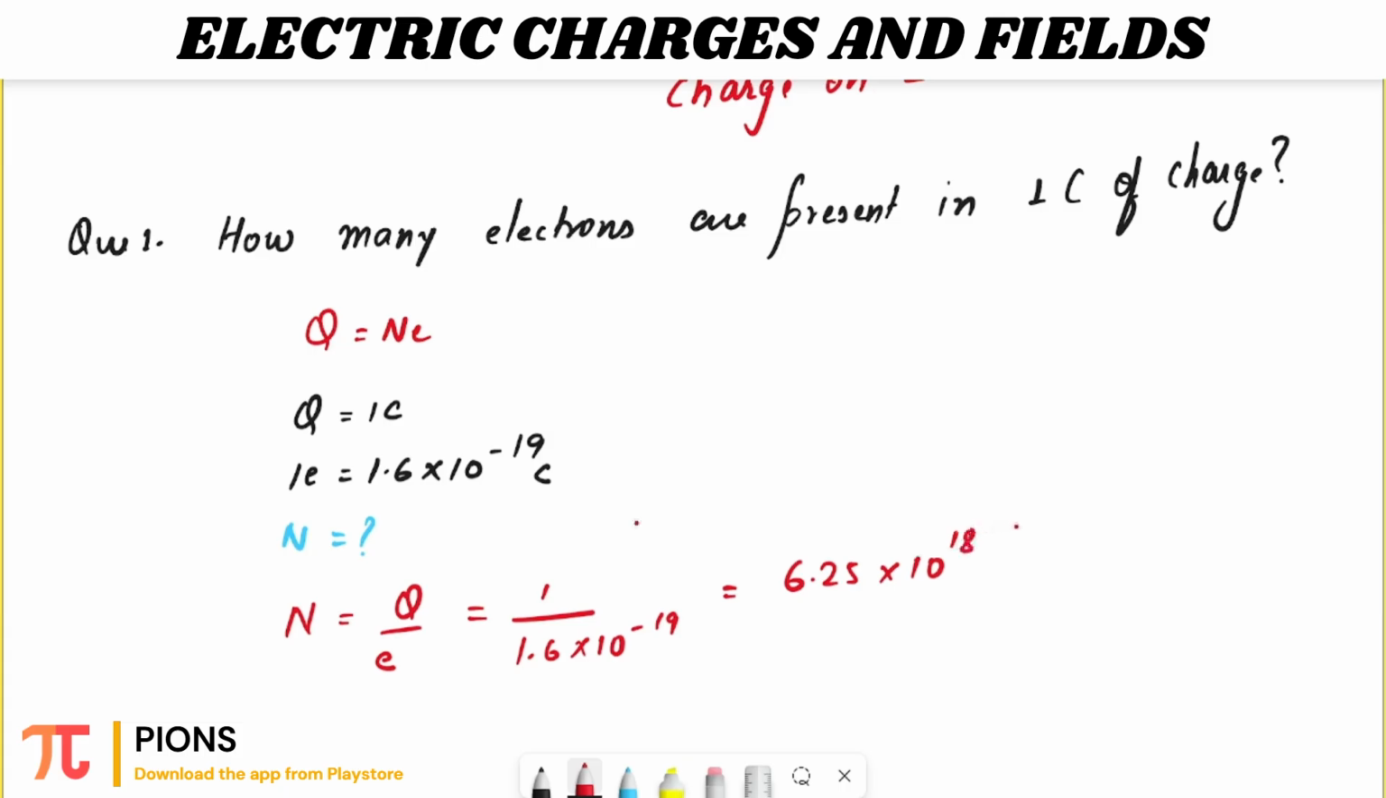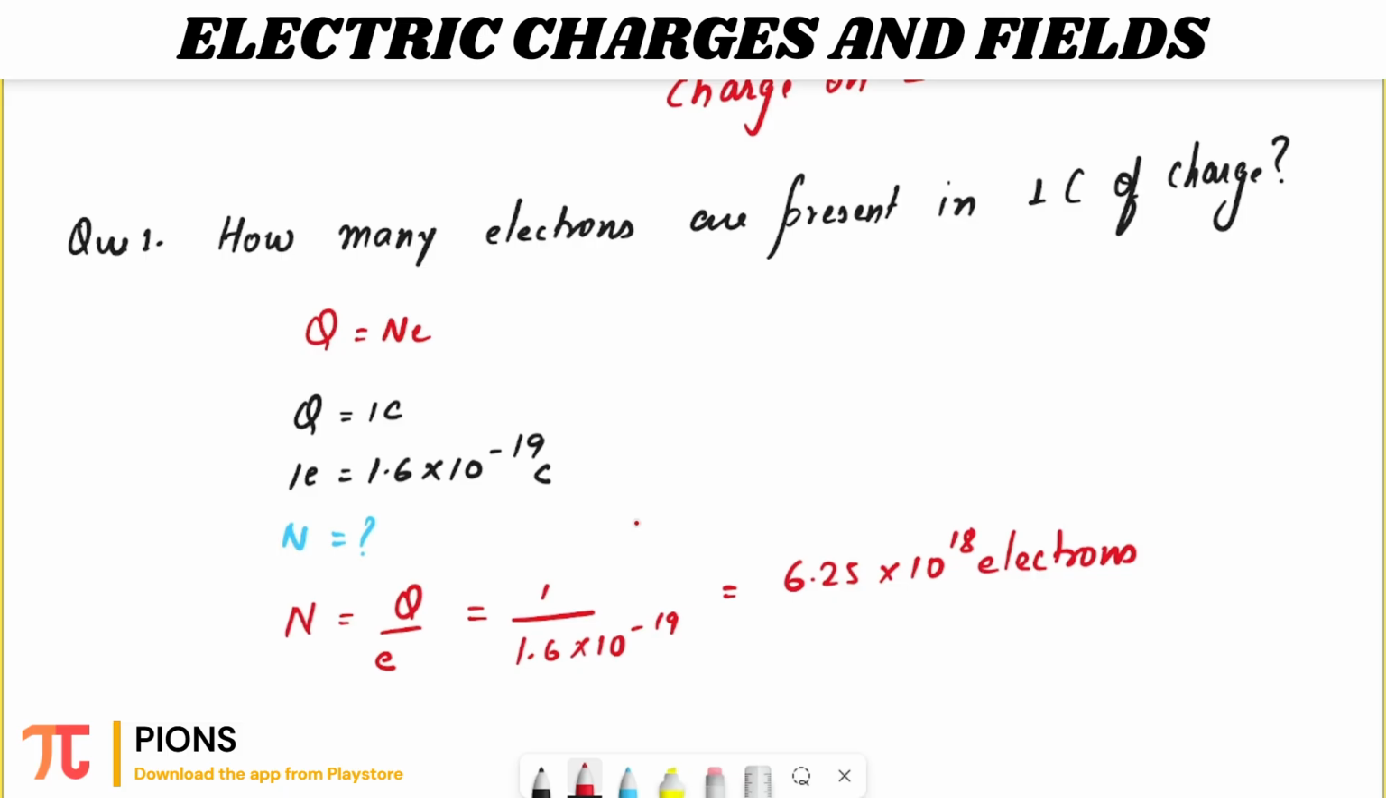Sir, do we have to remember this value? Yes. Be very careful. As beginners, many students take this value 10 to the power 18 as minus 18. Just keep it in your subconscious mind that 10 to the power 18 will be positive, because numbers can never be negative.